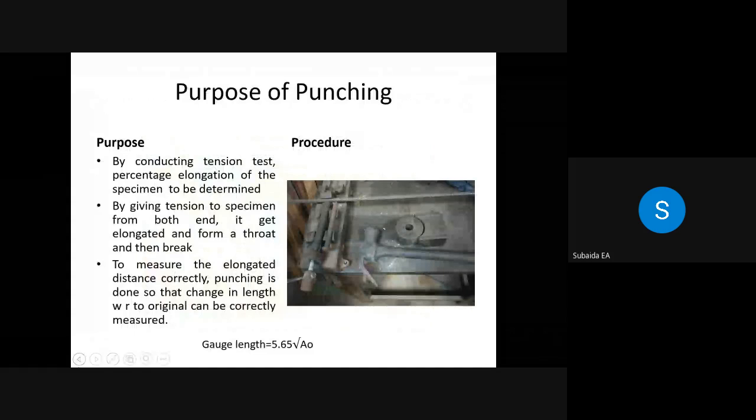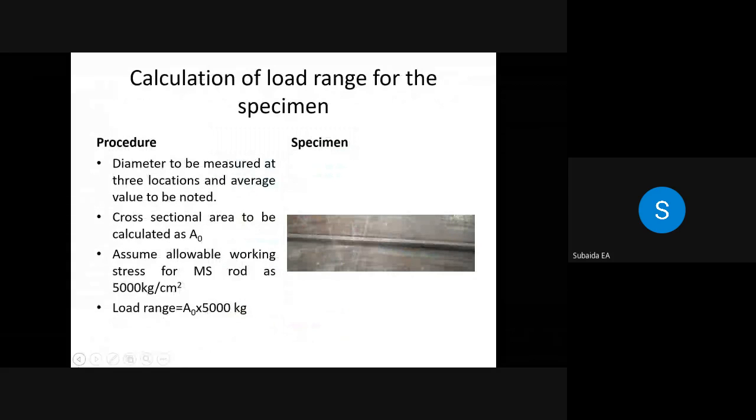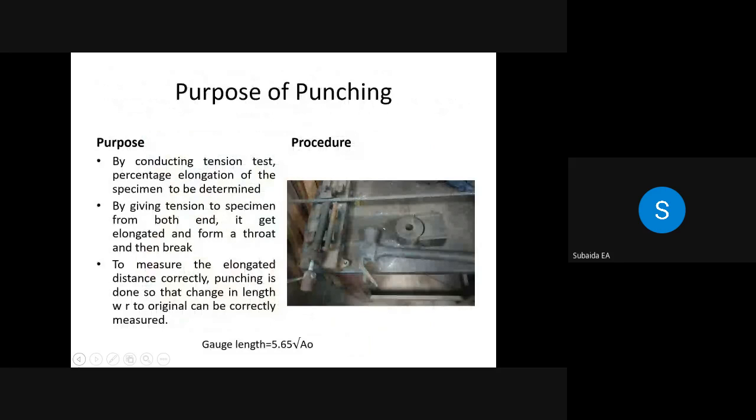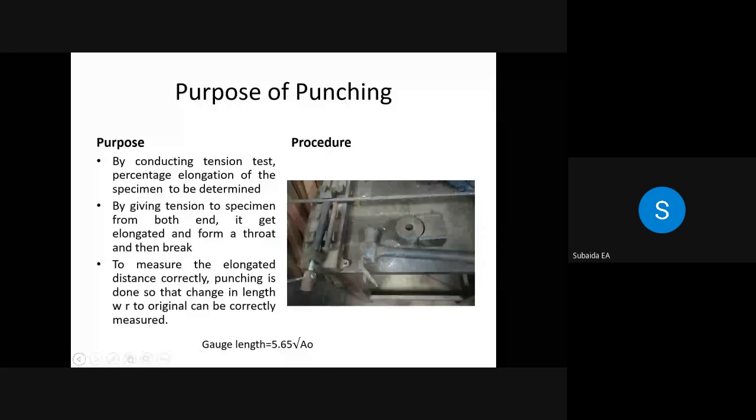The gauge length that we are adopting is as per the IS specification. The gauge length that we have to use is 5.65 root A0. On the specimen, first of all, you mark the center. Then on either side, you have to mark a certain length, that is 5.65 root A0 divided by two. If the specimen has a diameter of around 10 mm, we will get this value as some 5 centimeter. Now mark the center first, then on either side mark 2.5 centimeter. That means the total gauge length is 5 centimeter.